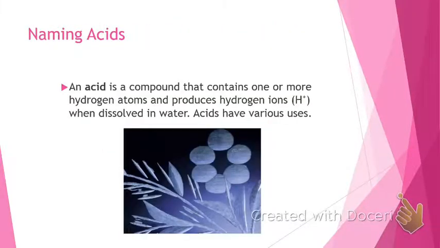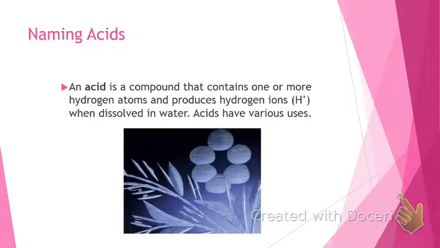Okay, what is an acid anyway? It's a compound that contains one or more hydrogen atoms that produces hydrogen ions when dissolved in water. Acids have various uses. In this picture here it shows some etched glass. That decoration in the glass was etched using acids.